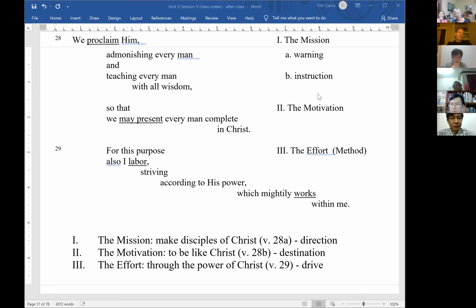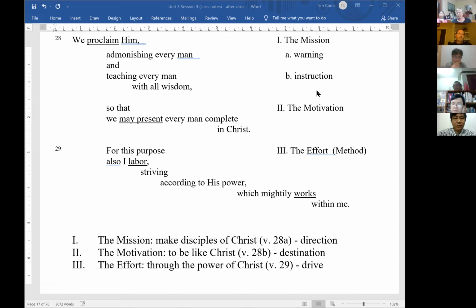Those whom he foreknew, he also predestined to be conformed to the image of his son. That is the purpose of your salvation. Ultimately, to look like Christ. That is what glorifies God the most, when we all look like Jesus.